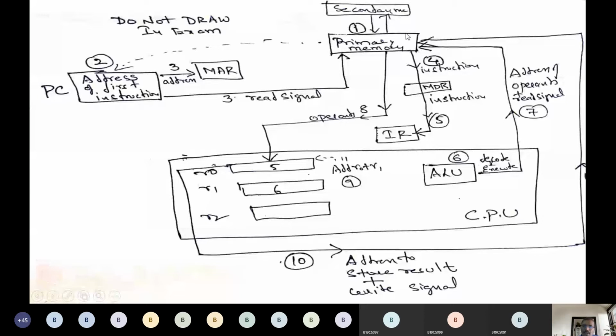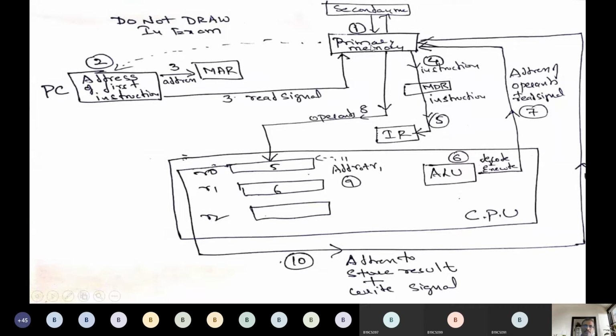But it is not directly loaded here. There are 4 more steps before this 5th step. Before getting the instruction here, first the first instruction's address is copied into the program counter register, PC. So only the address is copied, not the exact instruction. The exact instruction needs to be copied into IR.